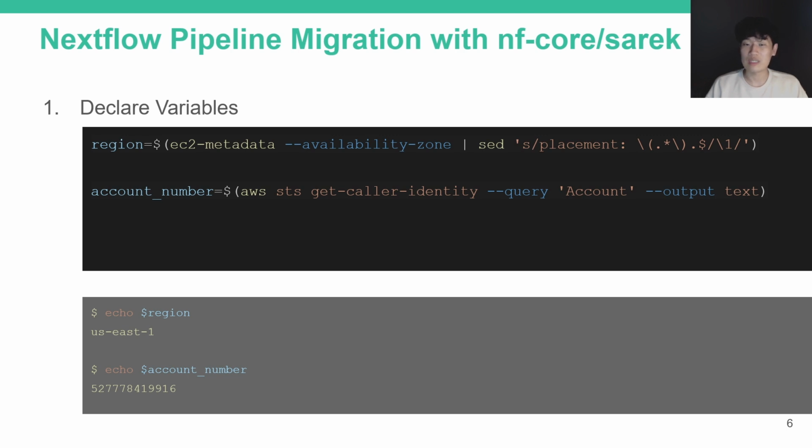And for today's demo, I'll be using US East 1, and the account ID variable is your unique 12-digit AWS account ID. You can find this number in the top right corner of the AWS Management Console if you connect to the console page.